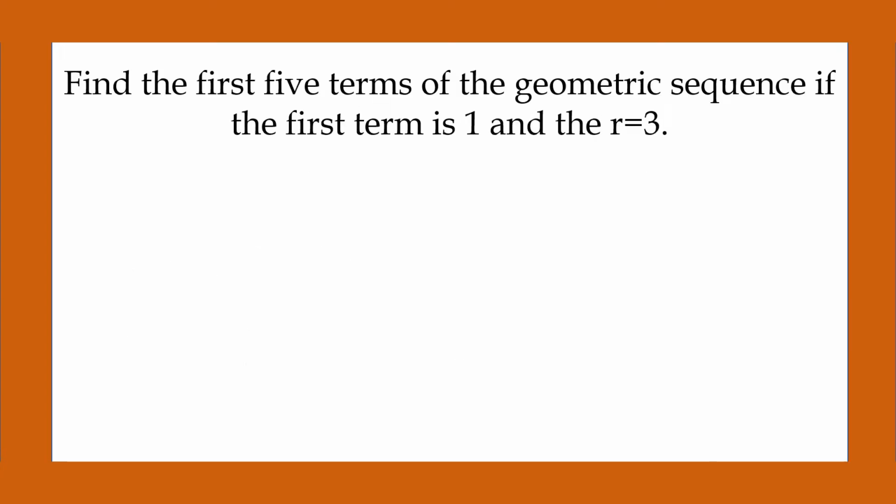Let us first have this activity. Find the first 5 terms of the geometric sequence if the first term is 1 and the common ratio is equal to 3. Let us illustrate this sequence. So, if the first term is 1, we just need to multiply it by the common ratio, which is 3, to obtain the next term.